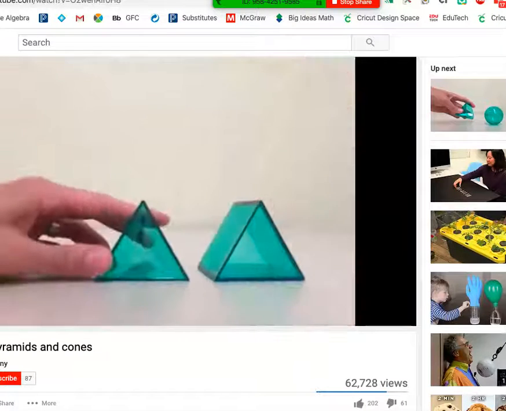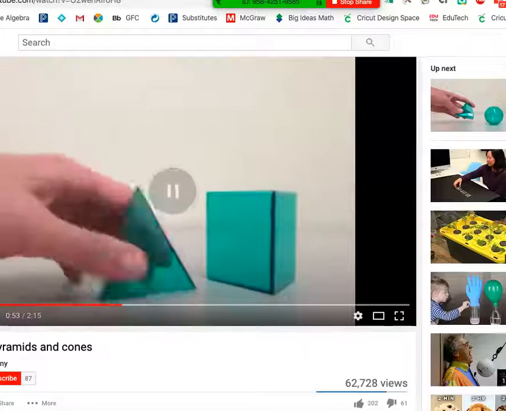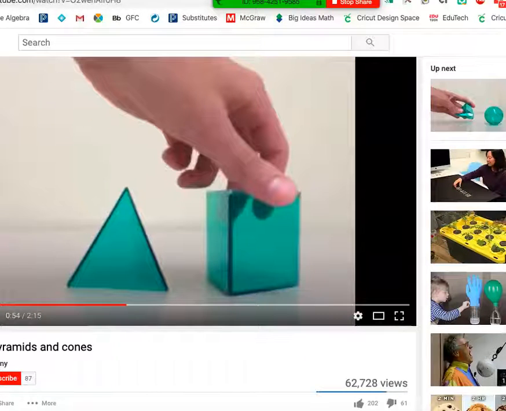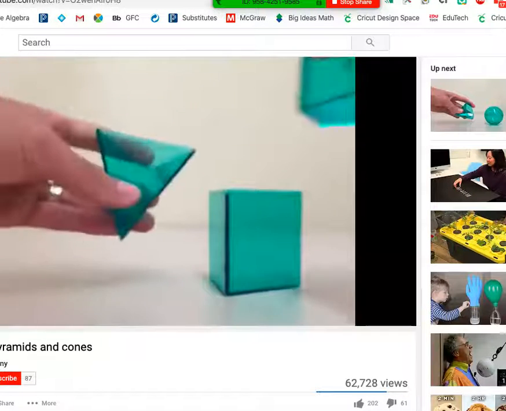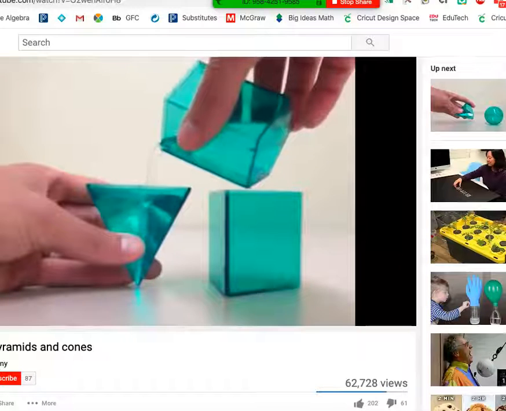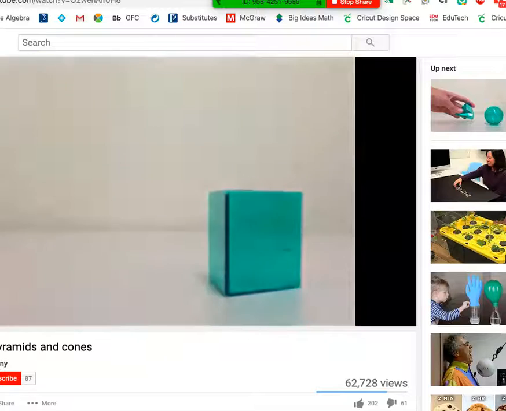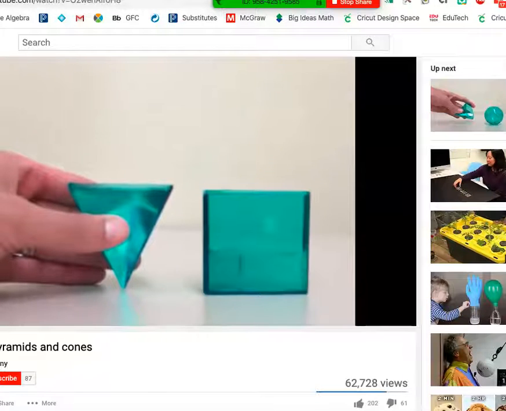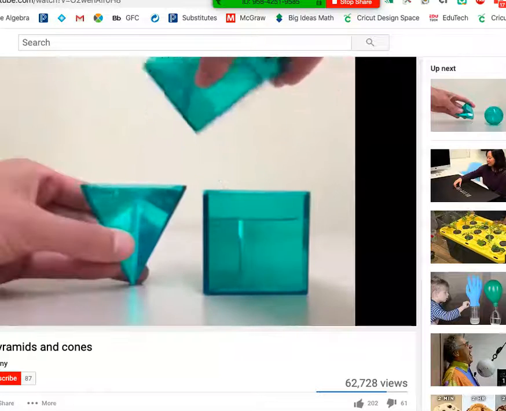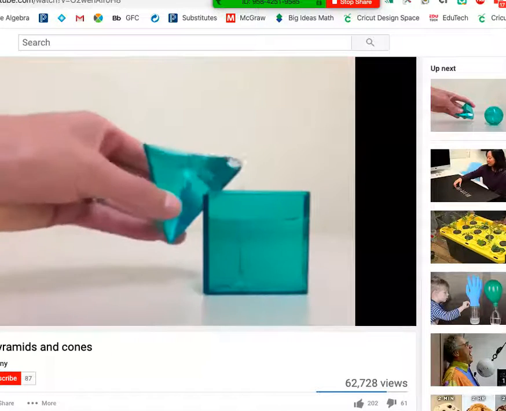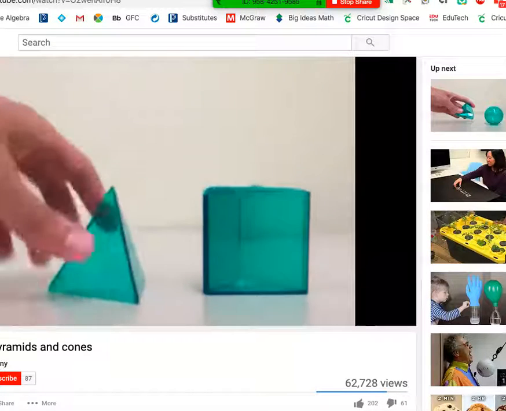What do you guys think? How many of those little pyramids will it take to fill the prism? Do you think it's going to be 2, Sincere? Okay, let's see. There's 1. Here's 2. Oh, more than 2. Oh, so it took 3 again.